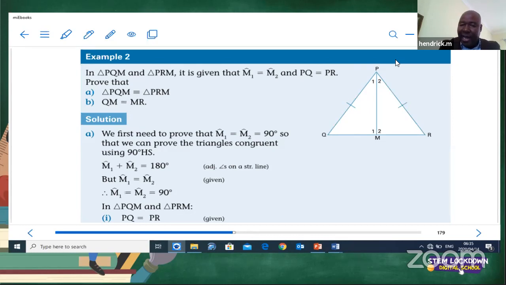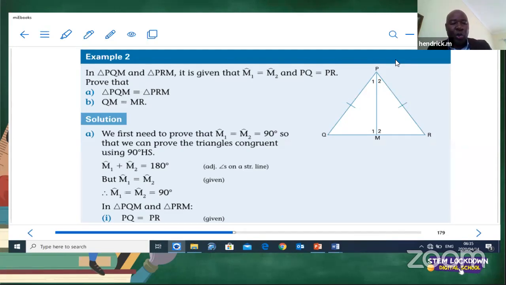It is given that M1 is equal to M2. That information is given. It is also given that the line PQ is equal to the line PR. That information is given. Now, we want you to prove that triangle PQM is congruent to triangle PRM. But at the same time, we want you to also prove that the line QM is equal to the line NR. Now, let's start.